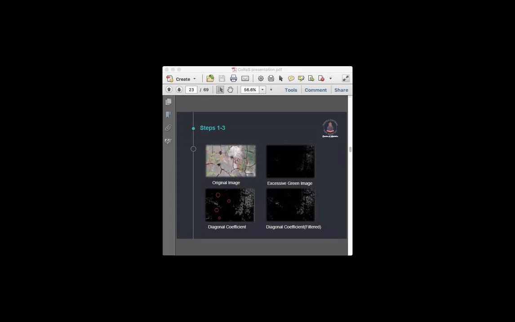So here you can see we have one original image where the crop plants are very small in size, and you can see a lot of ground. And then you can see the crop plants and some weed plants. The first step is the excessive green image that we get. So here we get the green coverage inside the image. Then we get diagonal coefficients, and then we filter them. Next slide, please.